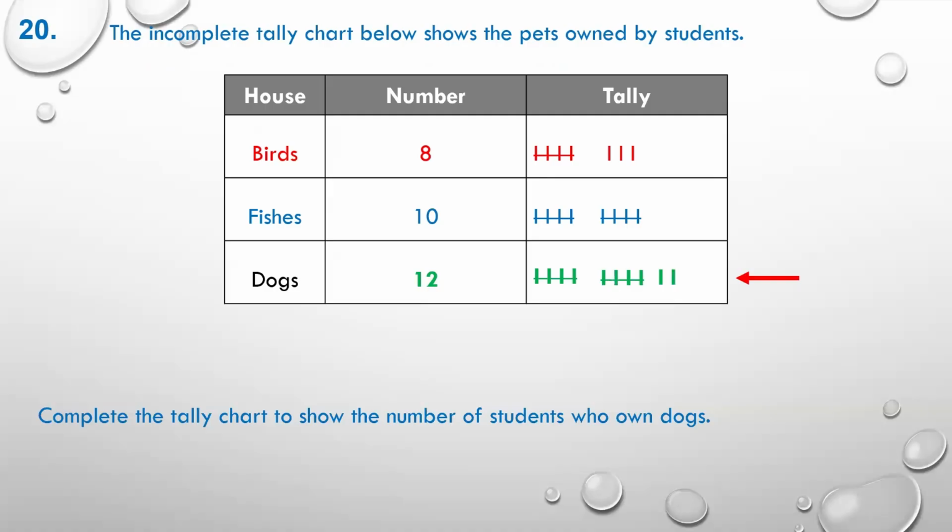So let's double check the question. Complete the tally chart to show the number of students who own dogs. 5 and 5, 10, 11, 12. And we've represented it.